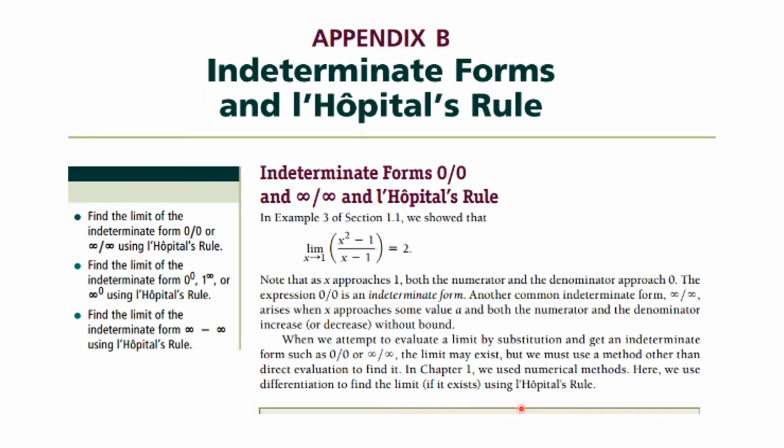When we attempt to evaluate a limit by substitution and get an indeterminate form, the limit may exist, and we have to use some method other than just plugging it in, either finding a common factor and canceling it, or some other algebraic technique creating a common factor. So in Chapter 1 we did this with both algebraic and numerical methods. Here we're going to use differentiation to find the limit, using a rule called L'Hopital's rule.